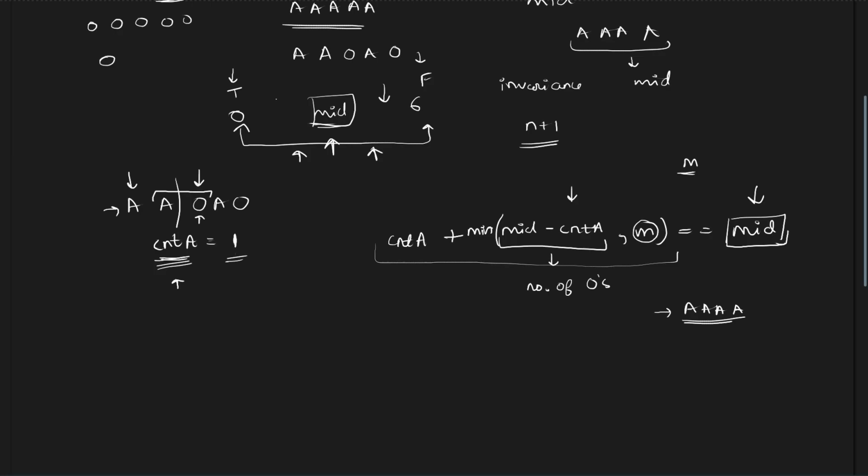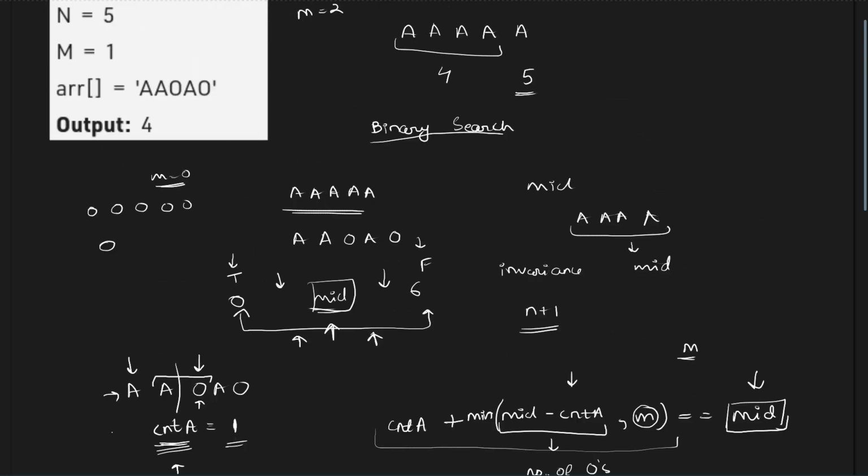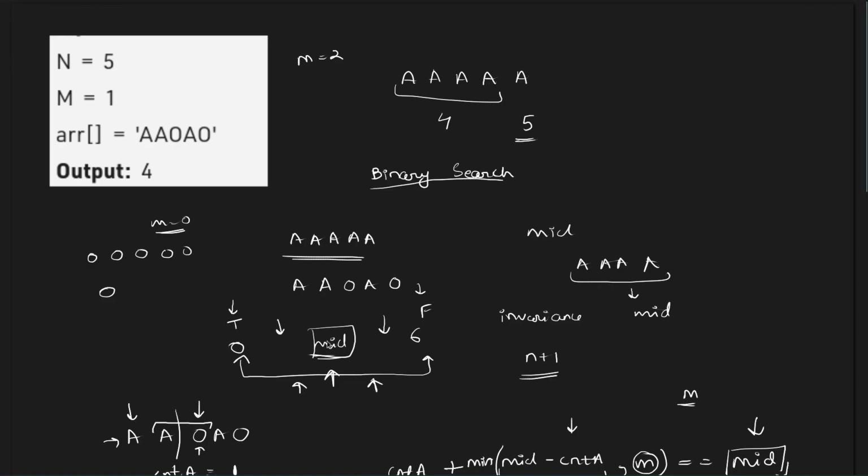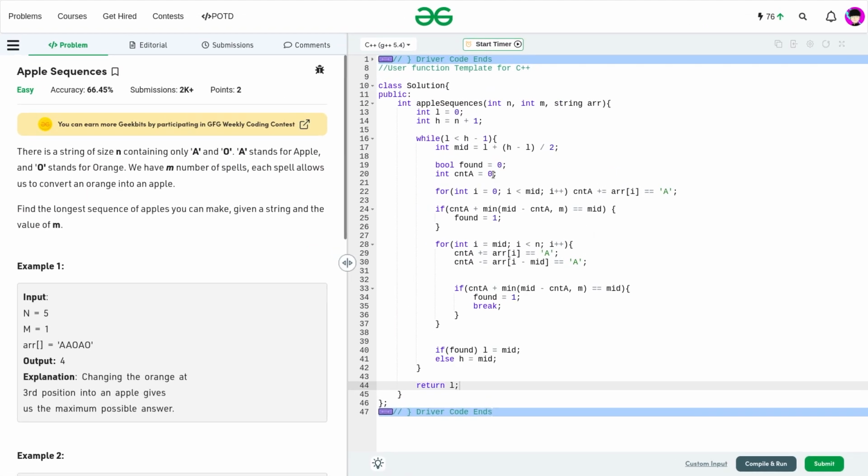If the answer for mid doesn't exist, we move to the left half of the range and try to find a smaller answer. So this would be the solution for today's problem. Now let me show you the code for this problem.